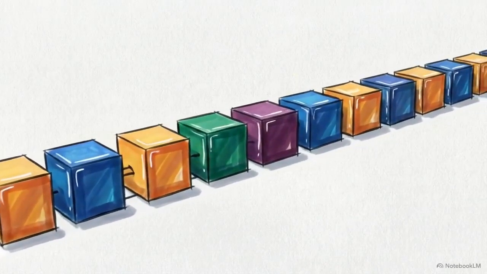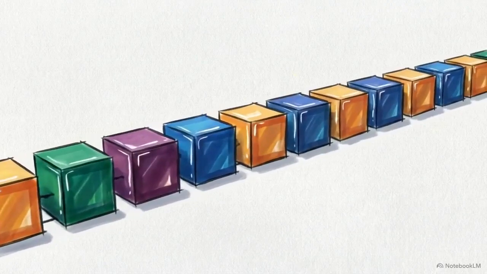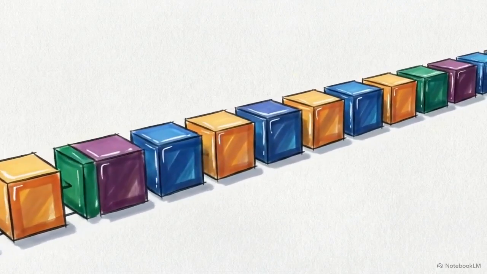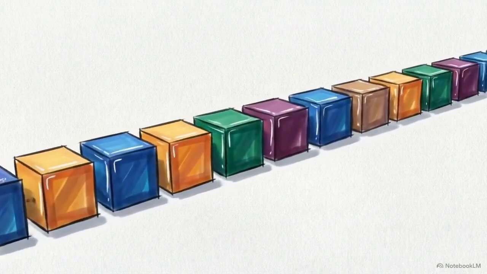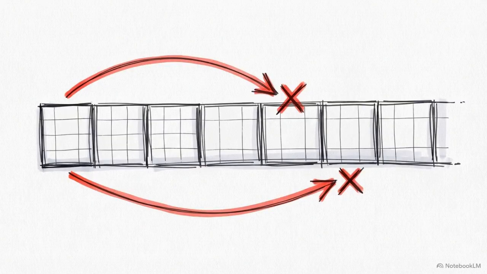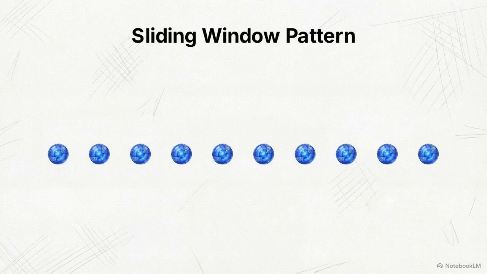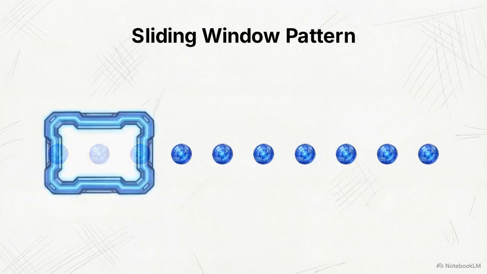Imagine looking at a massive, continuous sequence of data, and your job is to find a specific small grouping of items hidden somewhere inside it. Doing this efficiently means you absolutely cannot afford to start your search over from the beginning every time you check a new spot. Look at this diagram of a long row of shapes. Picture yourself looking through a small telescope at this row, but your telescope is so narrow it can only fit 3 items at a time. This is the setup for the sliding window pattern.